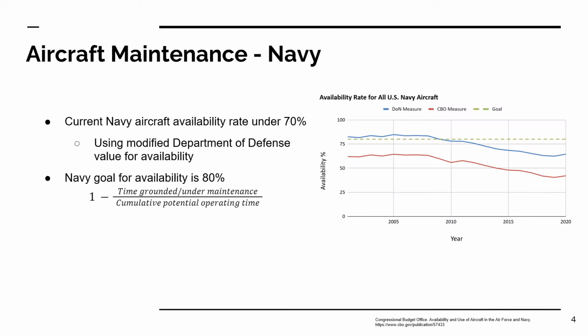these particular checks. Now, currently, the Navy aircraft availability rate is under 70% using the modified Department of Defense value for availability, which only calculates this number using engines that are not put in storage. The Navy goal for availability is 80%, so these numbers are well below that.